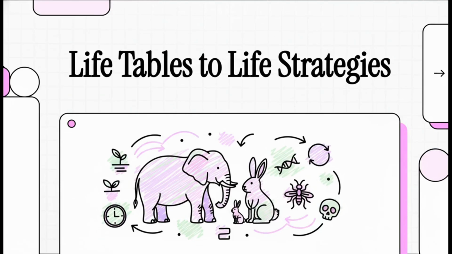In the incredible, sprawling world of nature, every single species has its own unique playbook for survival. But how do we actually figure out what that playbook says? Well, today we're going to dive into the amazing tools that ecologists use to decode the basic patterns of life, death, and all the strategies that drive evolution.